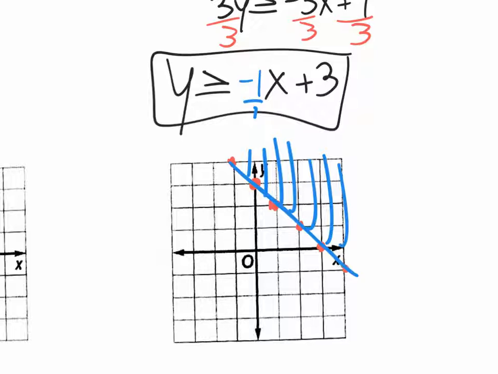If you were to have tested the point 0, 0, 0 for x, 0 for y, it would say 0 is greater than 3, and that's false. That's why you're not shading in down here. You're shading in the other side because 0, 0 did not work.